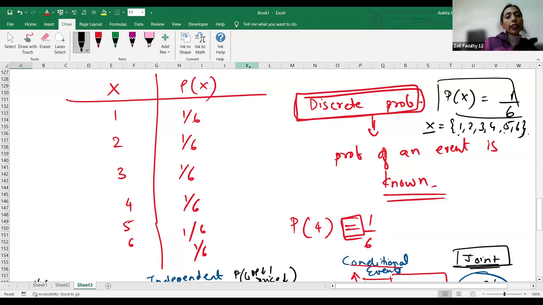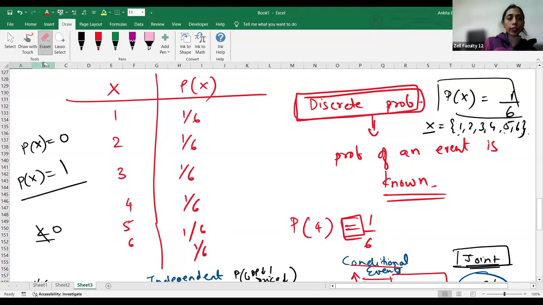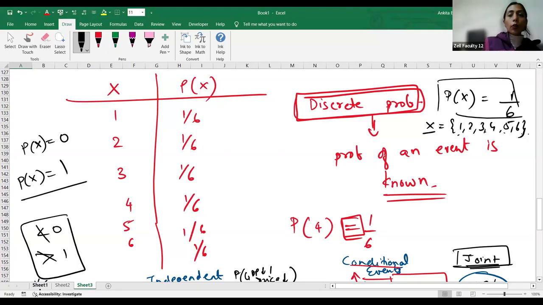For probability, there are a few rules. The probability of any event can be minimum 0 and maximum 1. It can be equal to 0, but it cannot be less than 0 and it cannot be greater than 1. So probability can never be less than 0 or greater than 1 for any event.